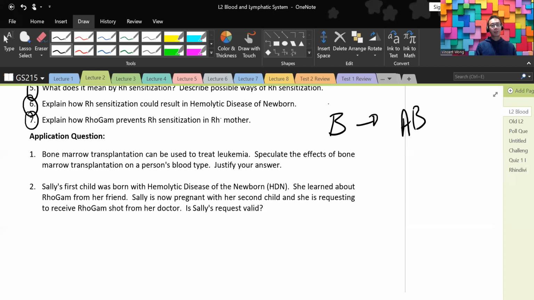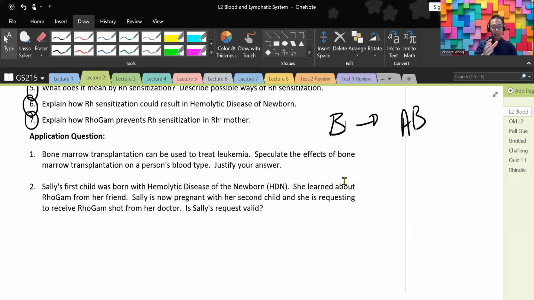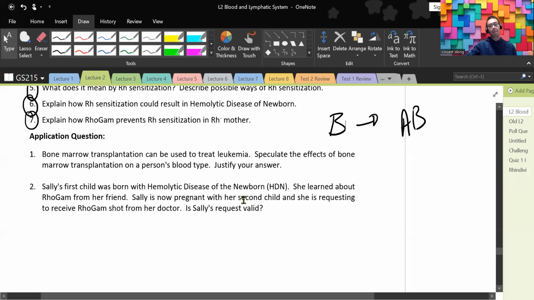Next one. Sally's first child was born with hemolytic disease of the newborn, HDN. She learned about RhoGAM from her friend. Sally is now pregnant with her second child, and she is requesting to receive a RhoGAM shot from her doctor. Is her request valid? What do you guys think? Should she? No, why not? Because she's already sensitized. That's right. Having the RhoGAM will not reverse that. The RhoGAM only prevents your immune system from being triggered, but once it's triggered, the antibodies are already there. It will not prevent it from happening.